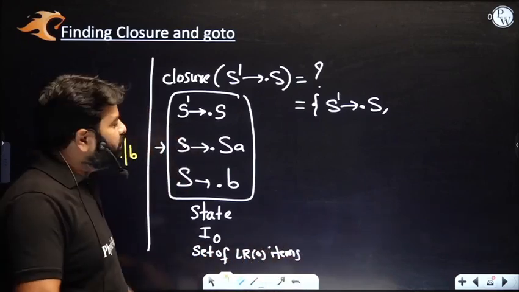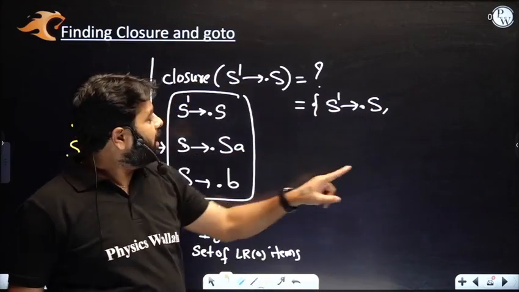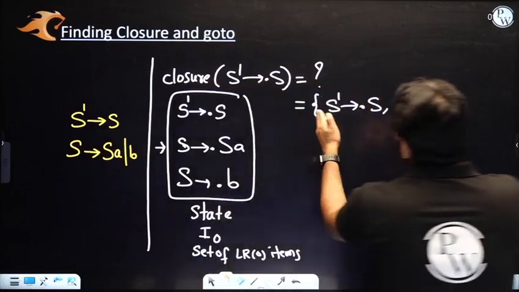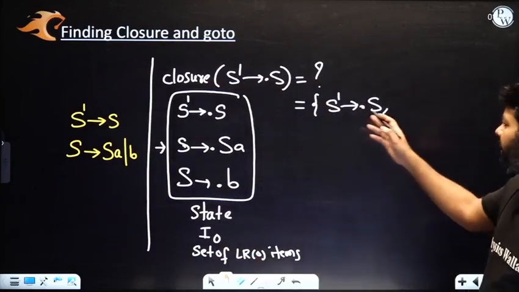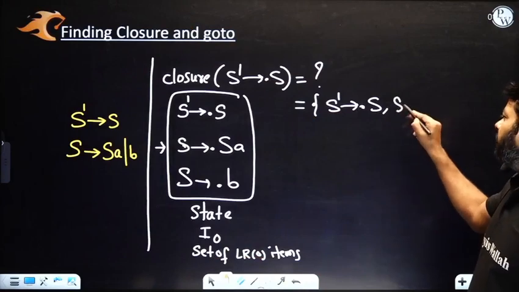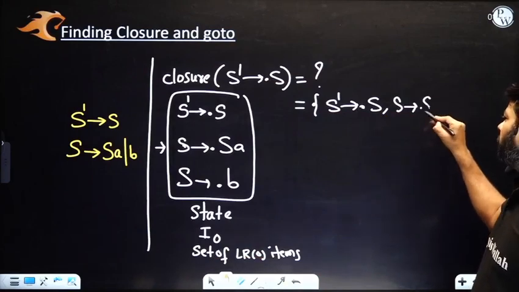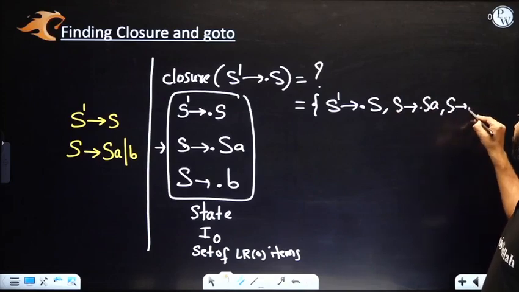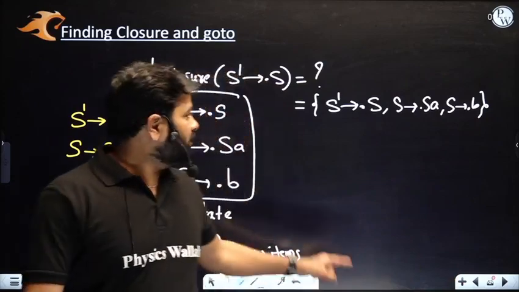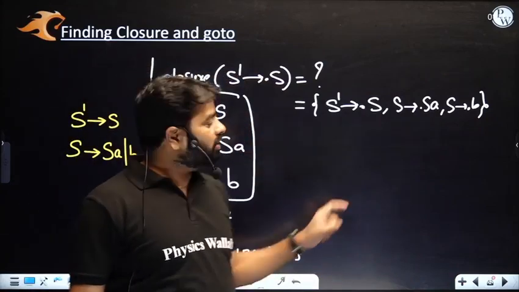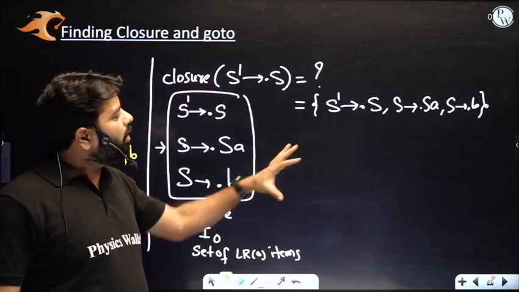You are going to compute set of LR0 items many times to get the whole DFA. And here what do you get? It is just a set. That means a state is nothing but a set only. But this set is having 3 items. One is S dash derives dot S, S derives dot SA and S derives dot B. That is it. So, either you can say set of items or you can say state or give a label like I naught. So, all are the same.